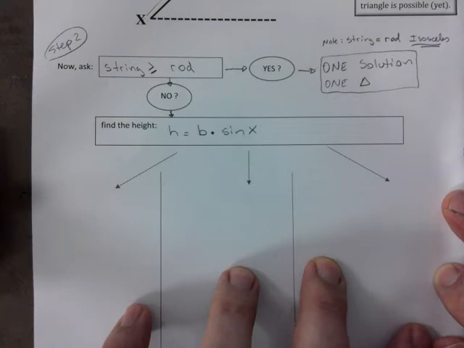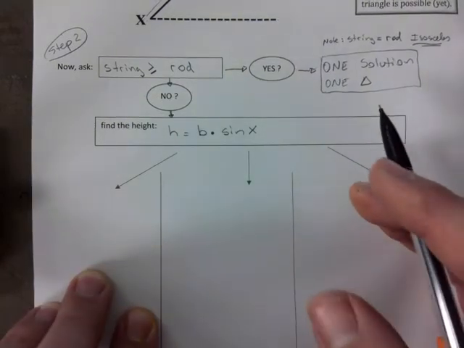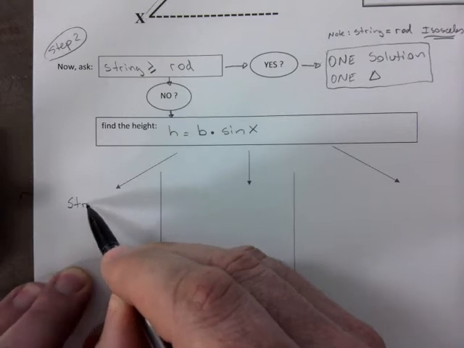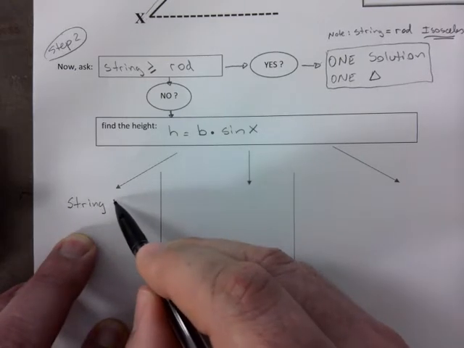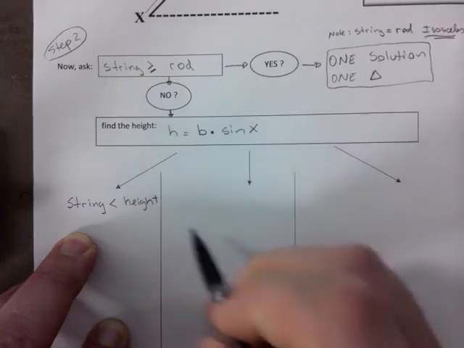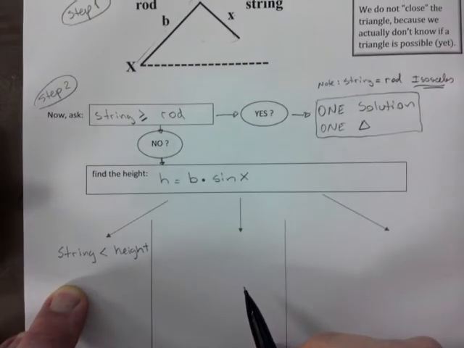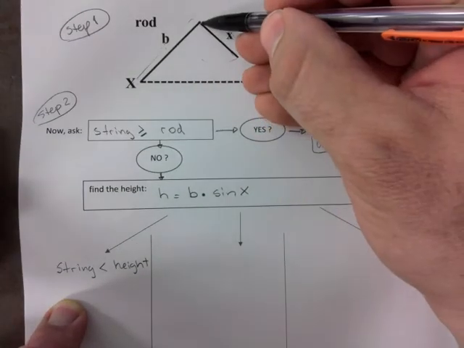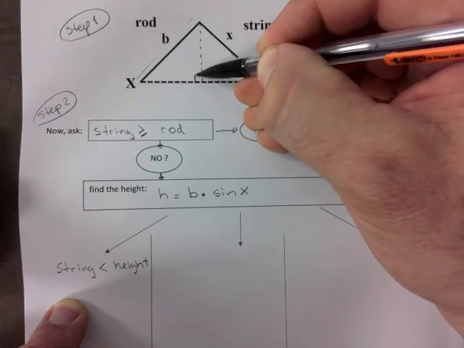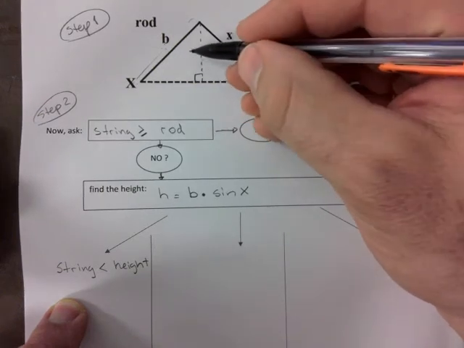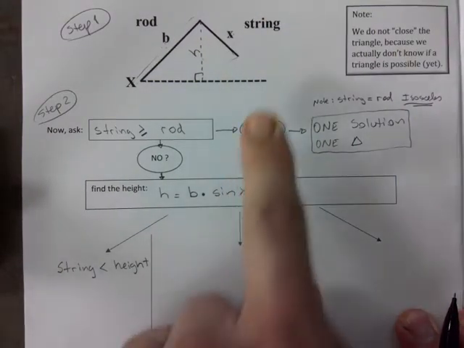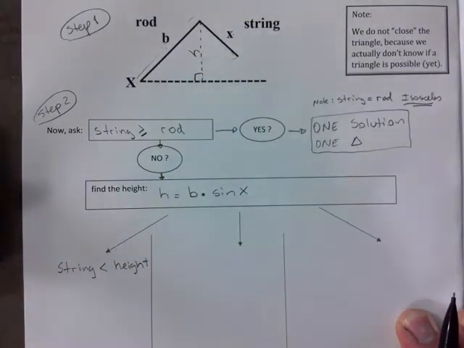And now ask yourselves, if the string, again, everything revolves around the string. If the string is shorter than the height, what do you think is going to happen? Can we just go up here and just draw our height? This is the height h, right? If the string is shorter than the height, what do you think is going to happen?